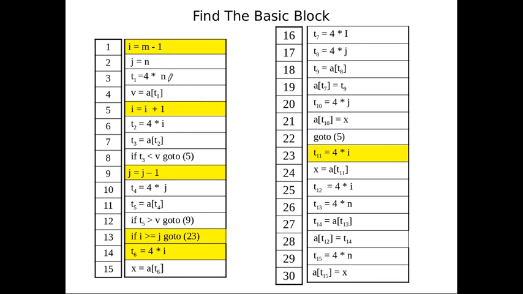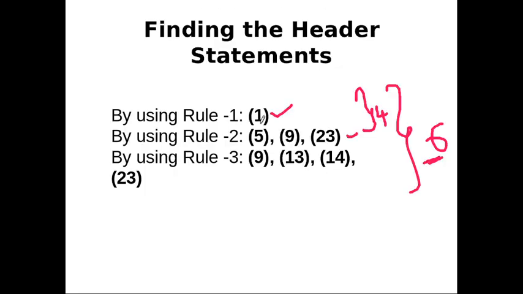What is our first block? The first block is from the first leader to the statement before our second leader. What is our first leader? 1. What is our second leader? 5. Before the second leader is 4. Nothing but 1 to 4, and 5 to 8.